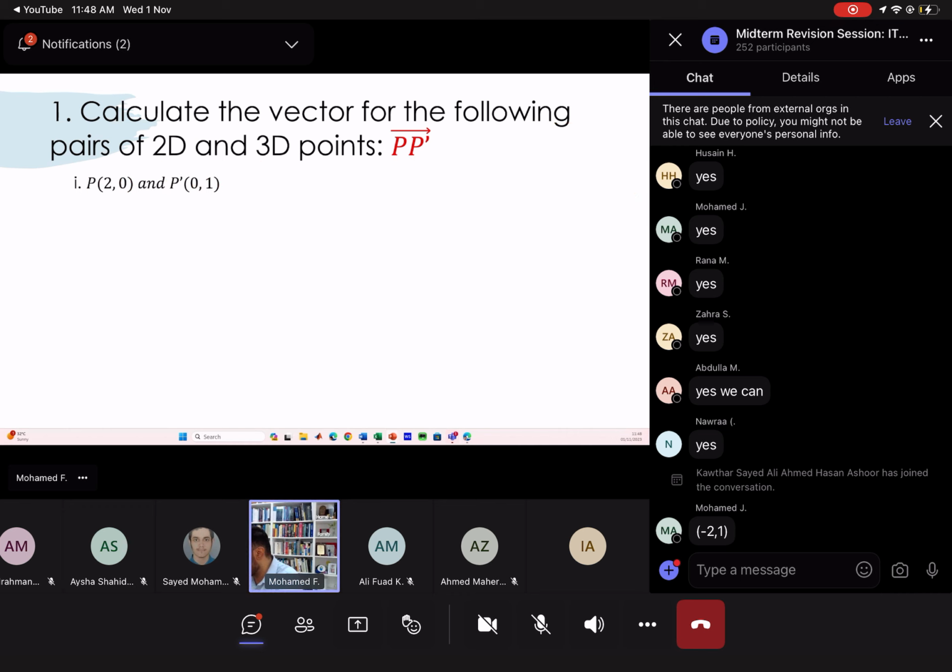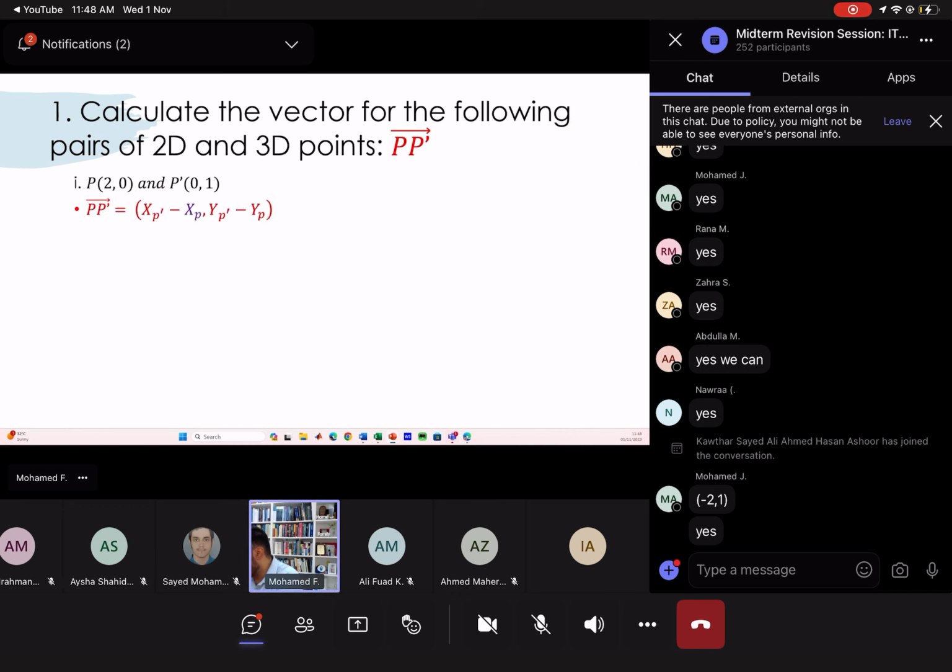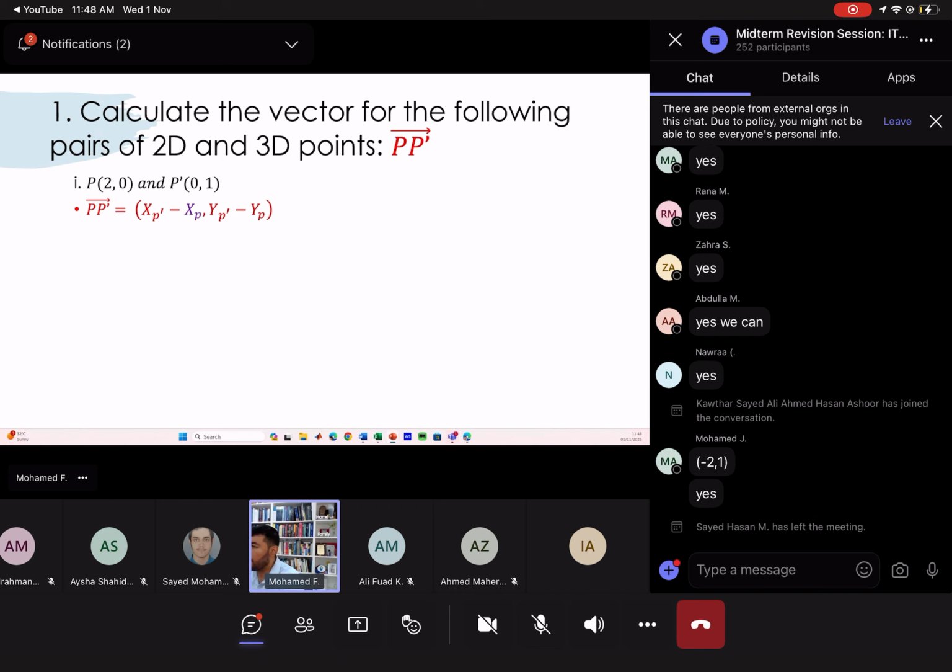Excellent, Muhammad Jassim. So we take the X of the second one minus the X of the first one. So 0 minus 2 and 1 minus 0, and that will be minus 2 and 1.